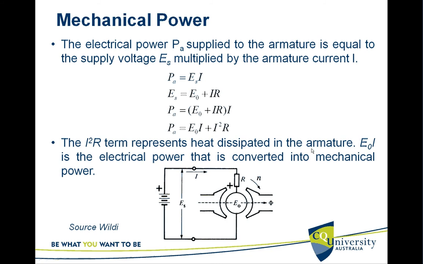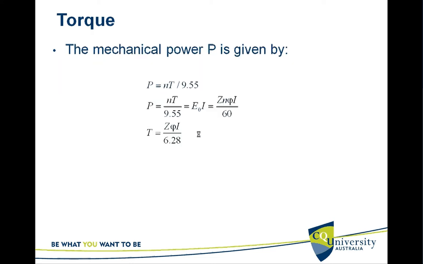I squared R represents the heat dissipated in the armature. E naught I is the electrical power that is converted into mechanical power. So this is the power that is converted into mechanical power. Remember, out of this, we will be discussing it later, we will also lose a small amount at the bearings.